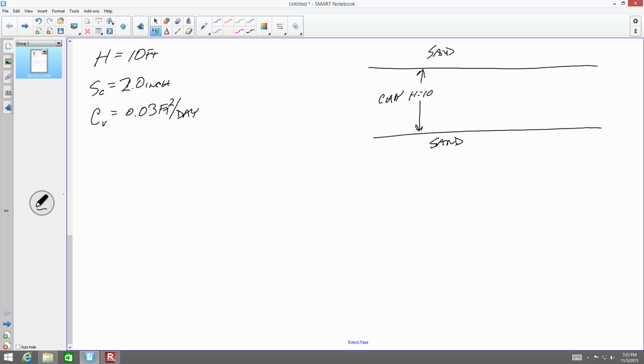Question 1. The time required for 50% consolidation of the total settlement to occur is most nearly, and the answers are 640 days, 320 days, 160 days, and 80 days. So I want us to know, how long is it going to take for 50% of the settlement to occur?